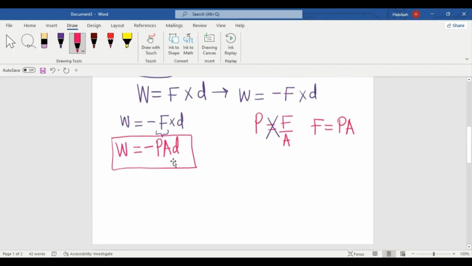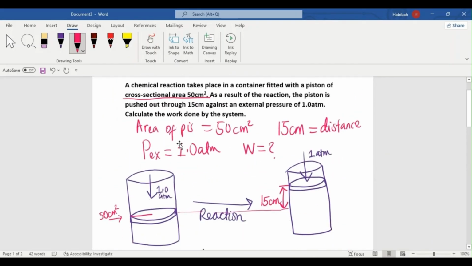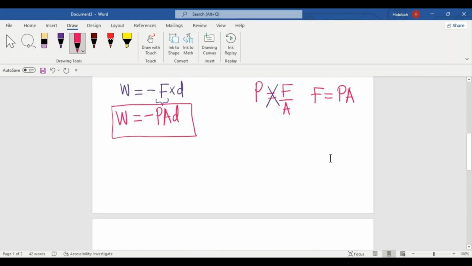So we have work equals negative pressure times area times distance. We have all the parameter information we need. We have the pressure, we've got the area, we've got the distance. Now, let's not forget that we can just solve for area and distance. So I'm going to rewrite this equation as negative pressure times area times distance, which is the same thing as volume.